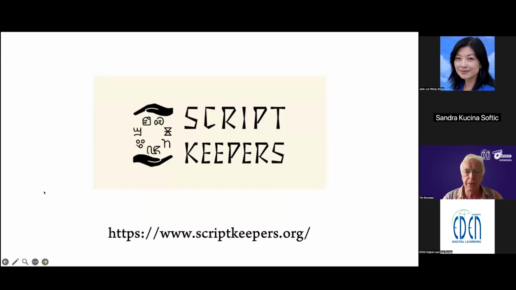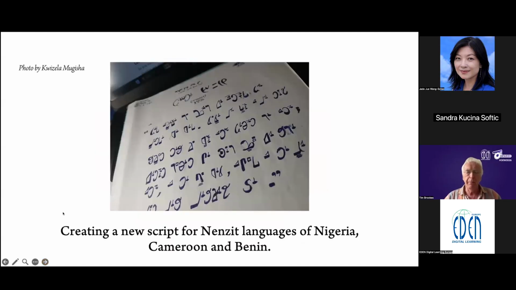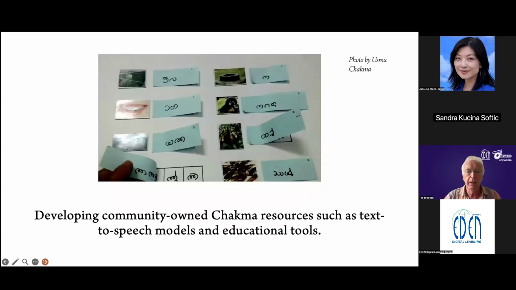So I started this organization called the Script Keepers Network. And what we do is to try to introduce people who have a script that is traditional or new that they're trying to revitalize, and connect them up with people who have the skills, the time, and the interest to help them. This is a new script that's been created recently for the Nenzit languages. This is one of our projects we're working on.